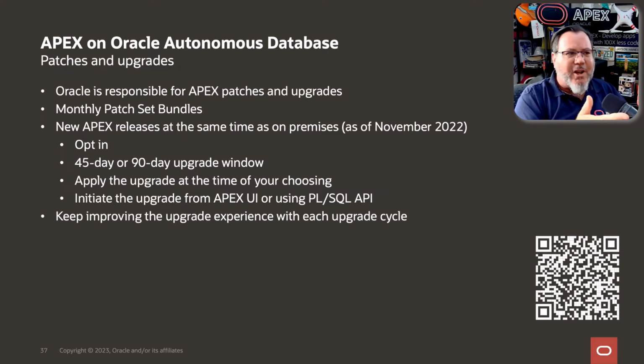So Oracle's responsible for all the Apex patches and upgrades. With the whole idea of the releases that come out twice a year currently with Apex, any patch in between or that whole upgrade is handled automatically in Autonomous. As a developer or console administrator for your tenancy in cloud, you can opt in to a 45 or 90-day upgrade window. The idea here is twofold, right?